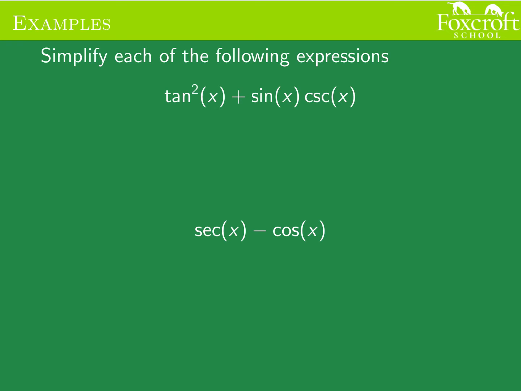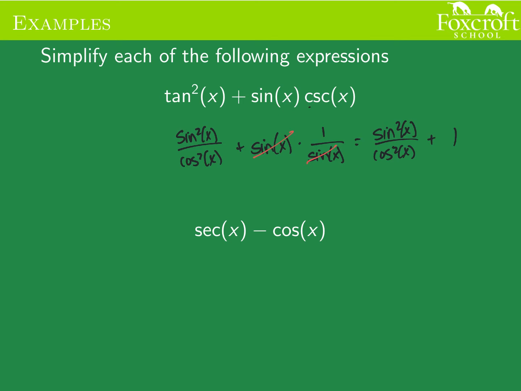So tangent squared is going to be sine squared over cosine squared. Sine is already sine, so we don't have to change it. And then cosecant is 1 over sine. Because cosecant starts with the co, it's 1 over sine. And you can see here, sine times cosecant, this sine on the top and that sine on the bottom are going to cancel. And we get sine squared x over cosine squared x plus 1.